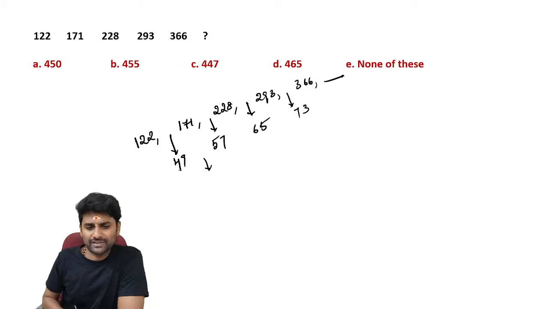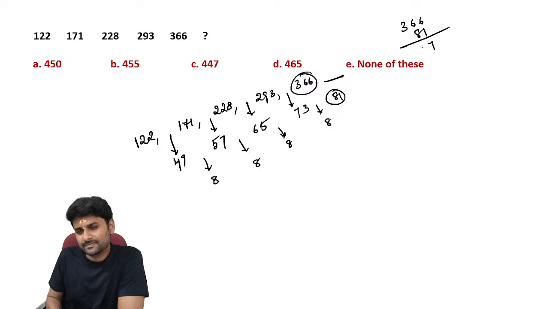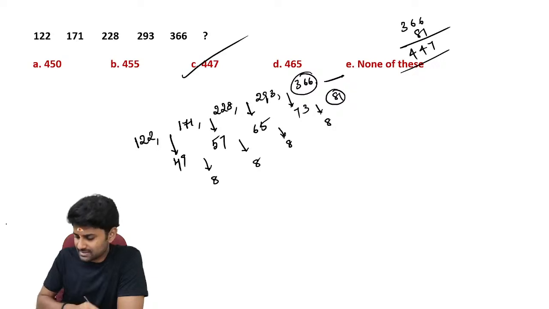If you go for one more difference, 49 and 57, 8 units. 57 and 65, again a difference of 8, and 8 and 8. So we have to add 81 units to the 366. So 447 is the correct answer.